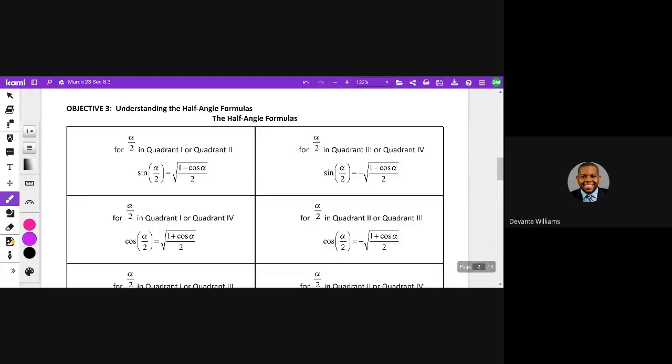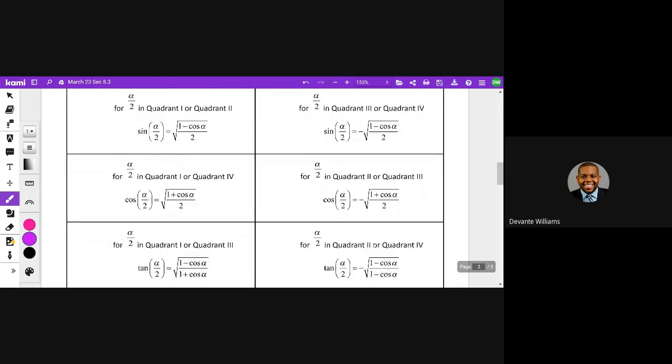All right, guys. So we're going to spend some time now going over the half angle formulas. If we want to divide the angle by two, we can use different formulas to do that. Don't get confused about the A. This means for the angle A divided by two, if it was in quadrant one or quadrant two, we're going to use this formula here for sine.